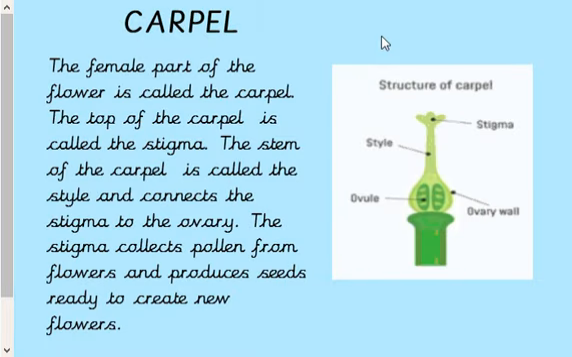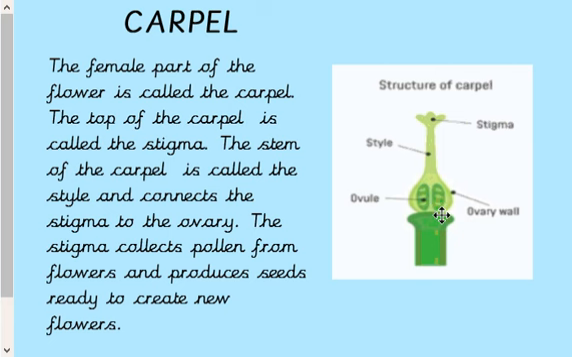Now the female part of the flower is called the carpel. Now the top of the carpel, you can see there's a diagram of it here, is called the stigma. Okay, now the stem of the carpel, so it leads right down, is called the style, and it will connect the stigma at the top to the ovary. Okay, now the ovary is where the eggs are created, which will eventually be turned into seeds.